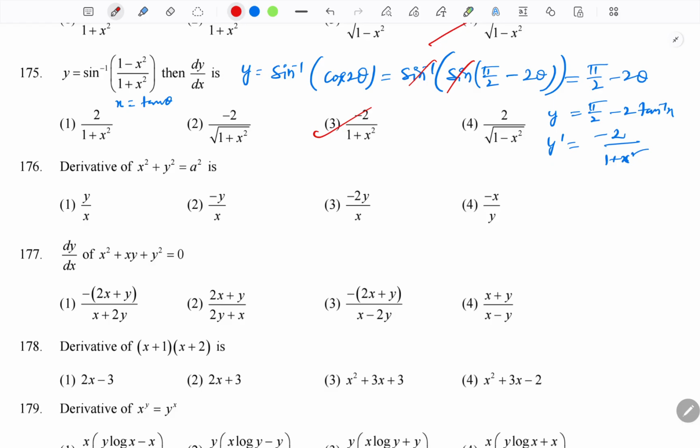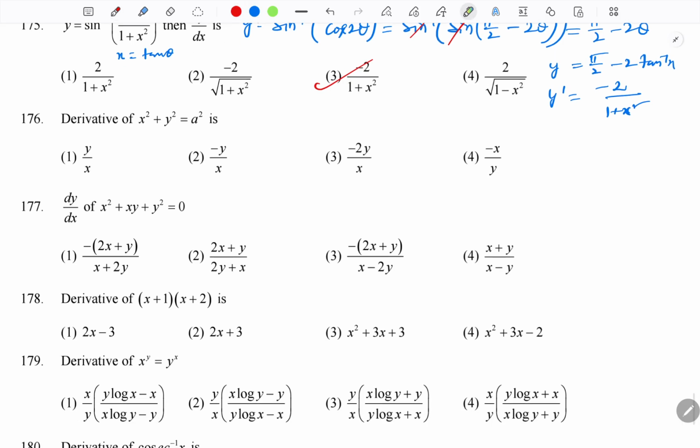See this question here: x square plus y square, with 2x and 2y dash equal to 0. Now do this calculation. Differentiating with respect to x, 2x plus 2y y dash equal to 0. Then the 2 will be cancelled. Then I want y dash, therefore y dash equals minus x by y, students. So option number 4 is my correct option.